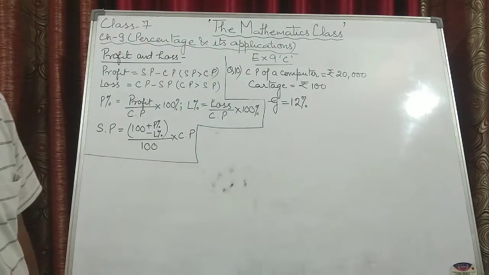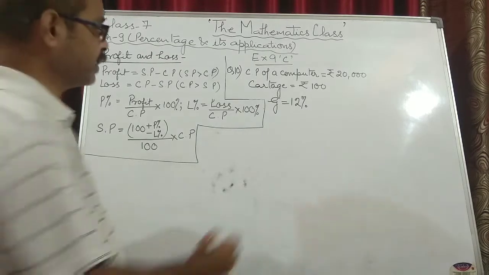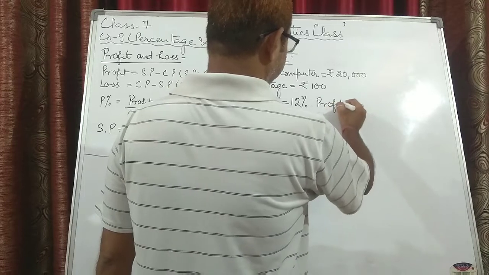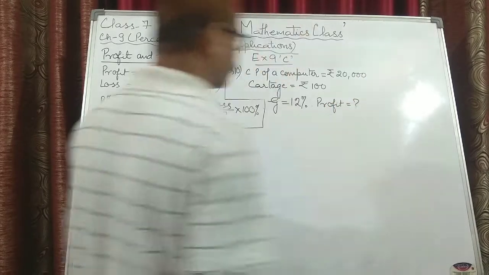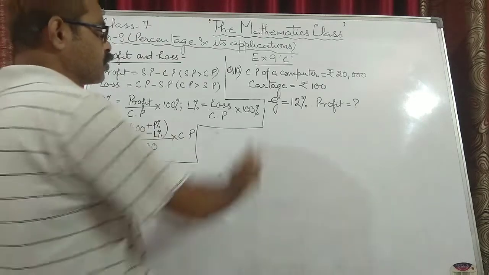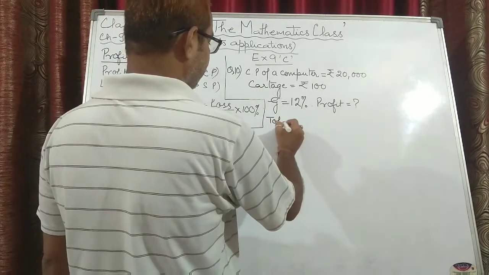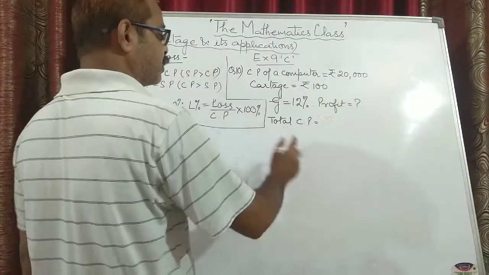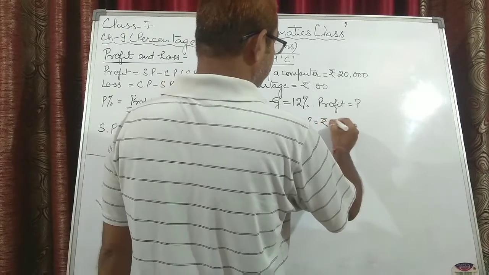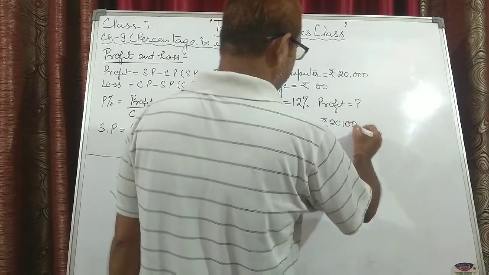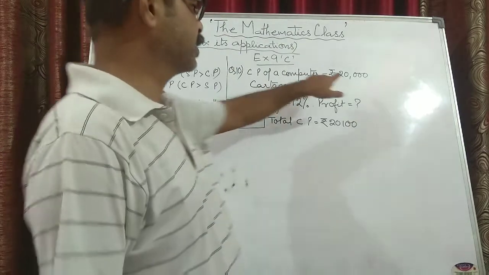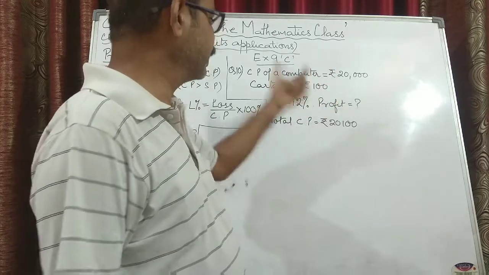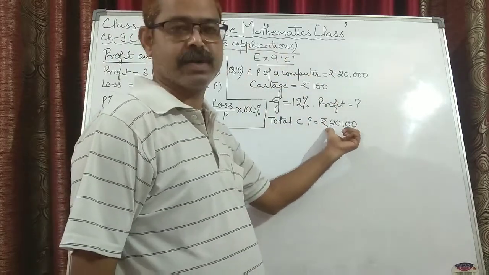You have to find the profit. If it is only profit, it means you have to find the profit in rupees. So total cost price will be 20,000 plus 100 rupees cartage, so that is 20,100. It means the computer he purchased for 20,000, plus he spent 100 also on the same thing. So it cost him rupees 20,100.